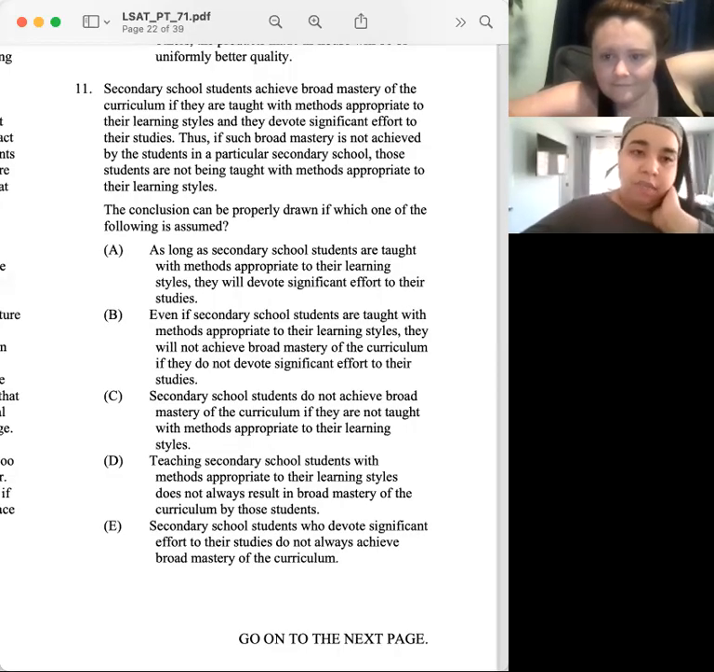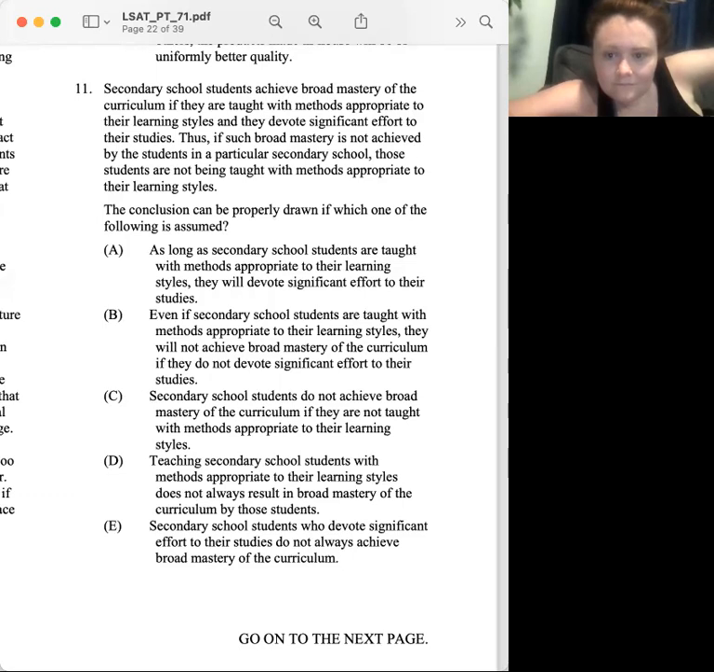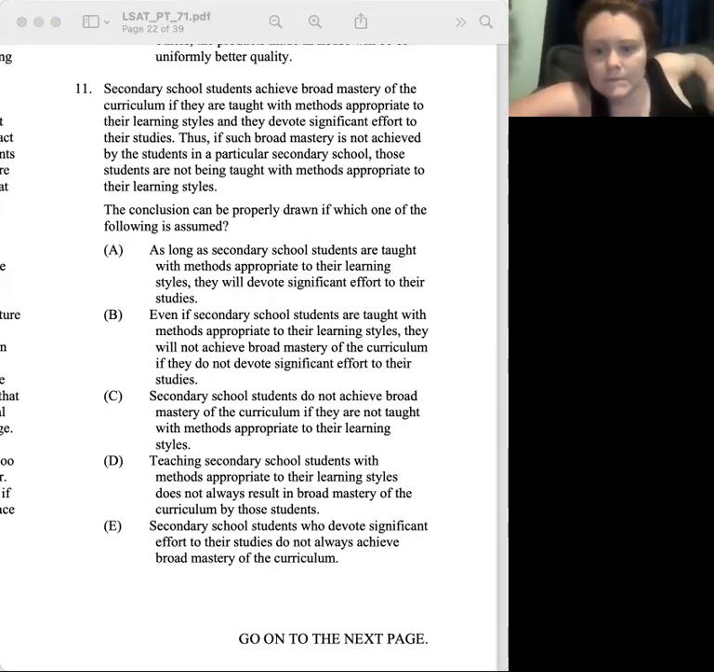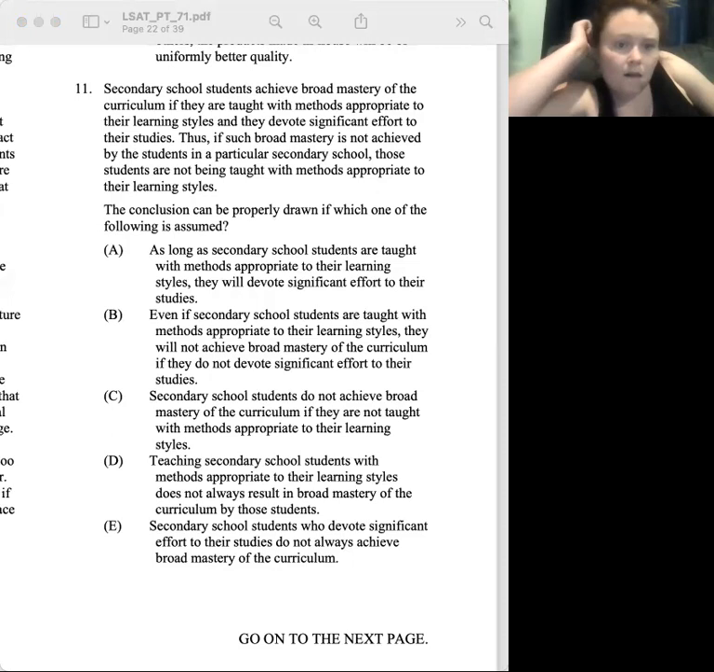Question 11: Secondary school students achieve broad mastery of the curriculum if they are taught with methods appropriate to their learning styles and they devote significant effort to their studies. Thus, if such broad mastery is not achieved by the students in a particular secondary school, those students are not being taught with methods appropriate to their teaching styles.